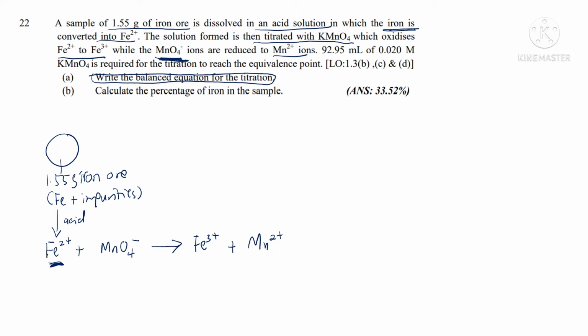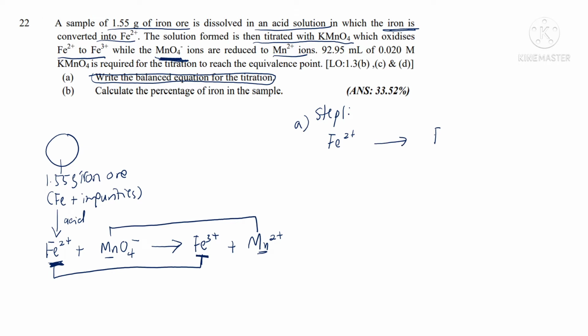Again, to balance the redox equation, first we need to split the species into their respective pairs. So iron 2+ and iron 3+ are one pair, and permanganate ion and manganese 2+ ion are another pair, because they have the same species. Iron 2+ and iron 3+, so same iron species. Okay, and permanganate ion and manganese 2+ ion both have manganese. So step number 1, we separate them according to their respective pairs.